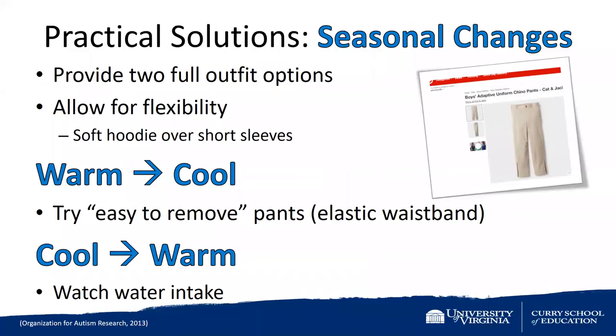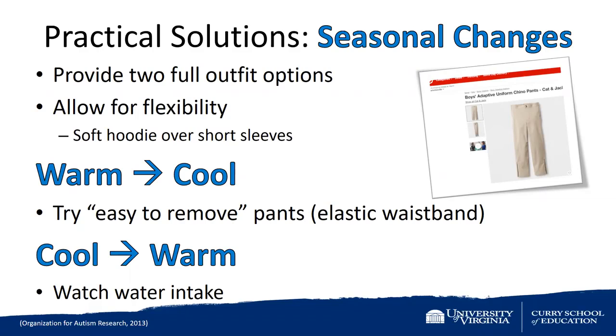Thinking about seasonal changes when it comes to dressing, provide 2 full outfit options for your child to give that control back to them when the seasons change, and also to allow for some flexibility on their part. So if they've been wearing short sleeves all summer, maybe as the weather gets cooler, they wear a short sleeve t-shirt and a soft hoodie rather than switching to a long sleeve shirt. Just allowing for some flexibility and some options in seasonal clothing.